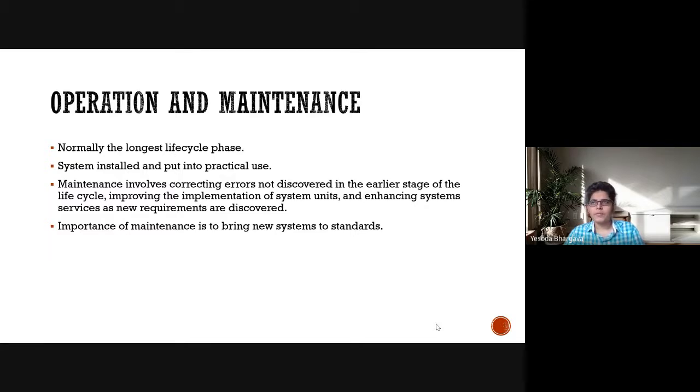Generally it comes as quite surprising that it is the longest life cycle phase. But when we develop software, it is not always standard software. The idea behind operation and maintenance is to standardize it to an extent that most of the errors are resolved, and it becomes a framework in its own right. So maintenance involves correcting errors not discovered in the earliest stages of the life cycle, improving the implementation of program units and system units, and enhancing the overall system services as new requirements are discovered.